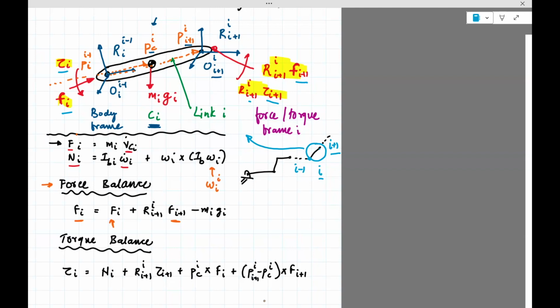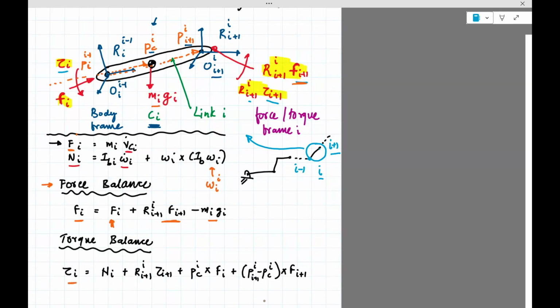If you take this body as a whole, and do equilibrium of all forces, you'll have Fi, another force is mi gi here. Another force is Ri plus 1, Fi plus 1, which is here. And then this force F, which I've written here, is the force due to the inertia or the acceleration of the mass. Okay, so all the things are accounted for.